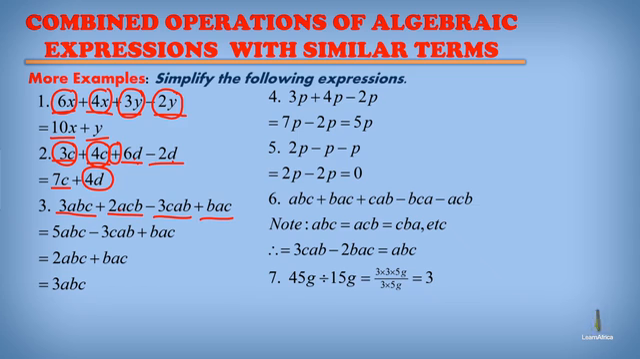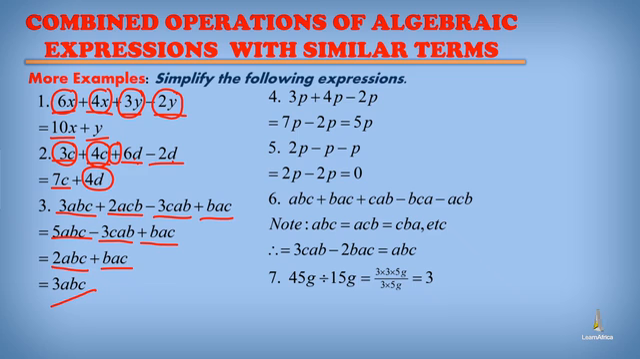So putting this together, we have 3abc and 2acb. We can put it together to have 5abc, and then we bring down our minus 3cab and then the plus bac. Now putting these two together, 5 minus 3, we have 2abc, and we still bring down our bac, so we say plus bac here, and then when we add the two of them, we'll come up with our final answer, 3abc.